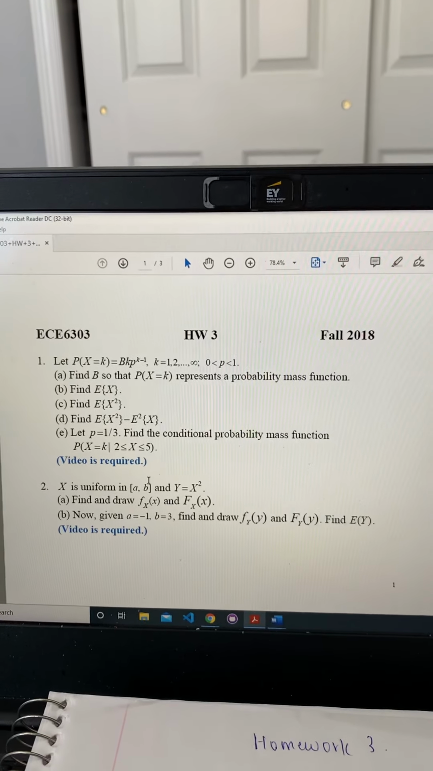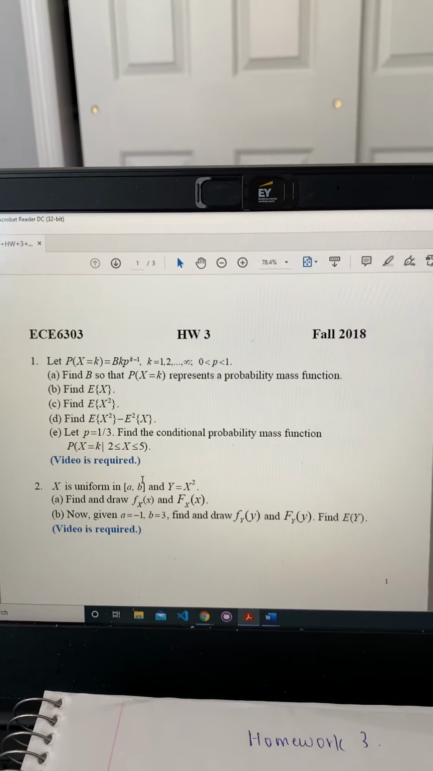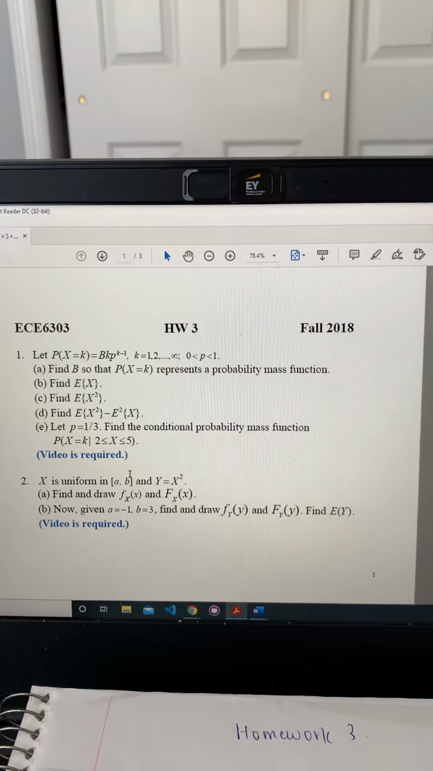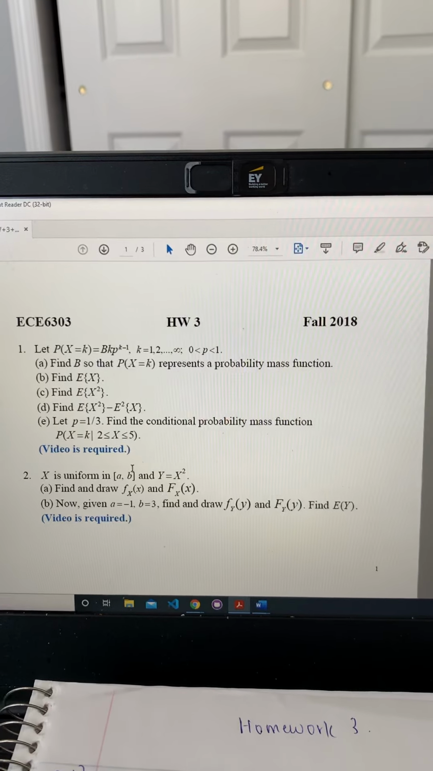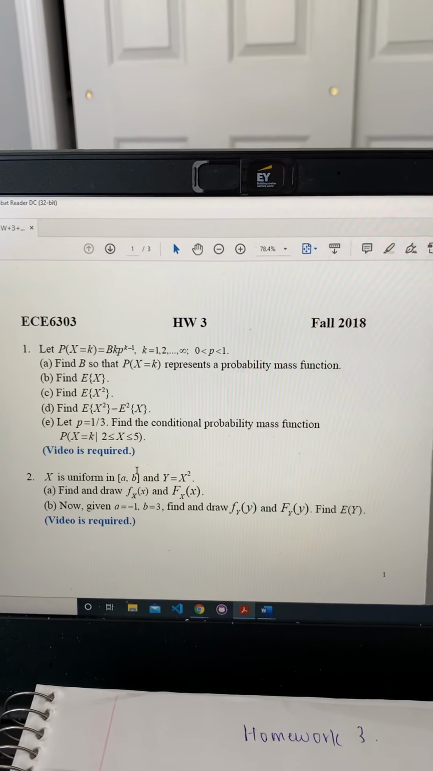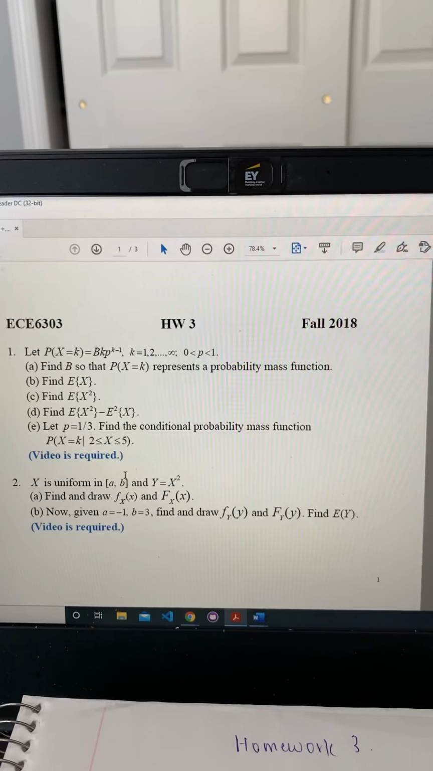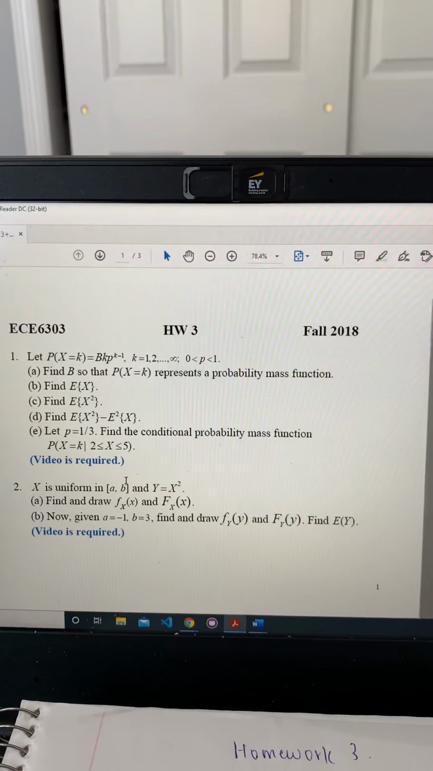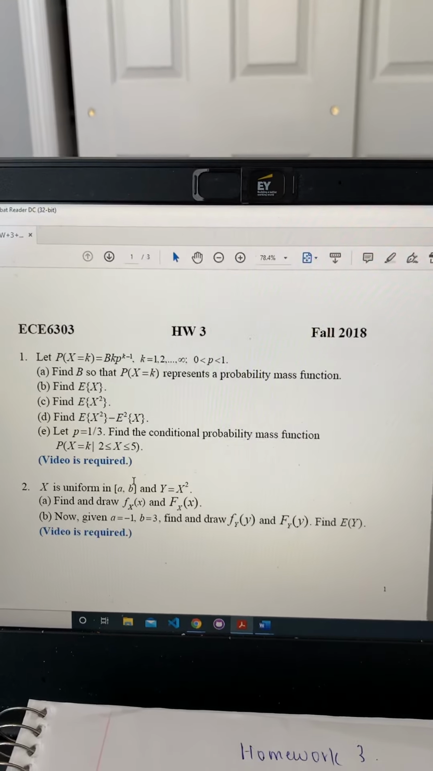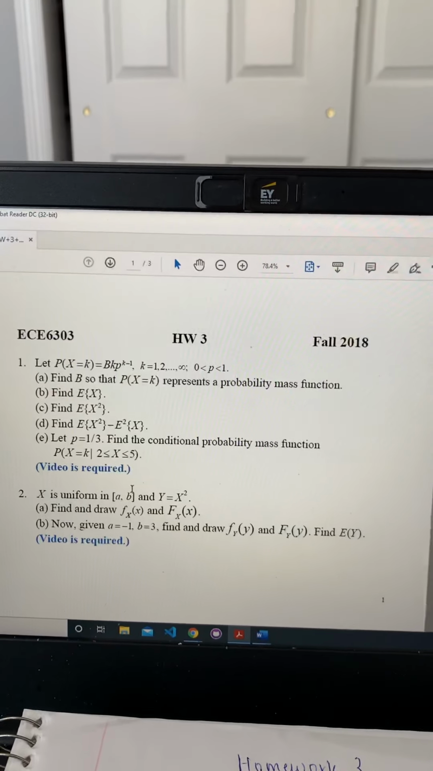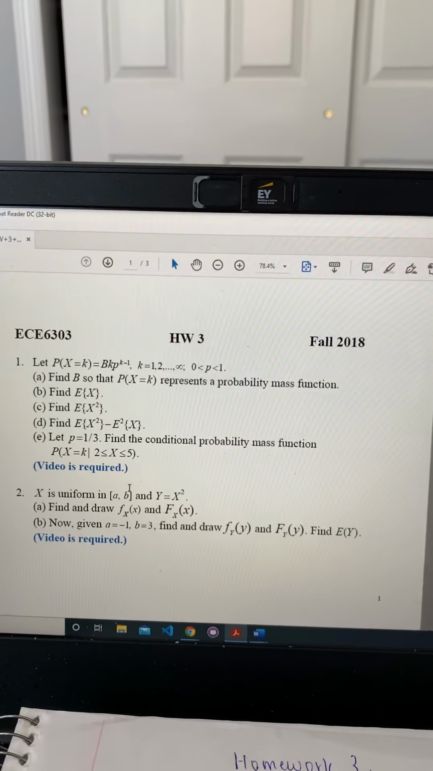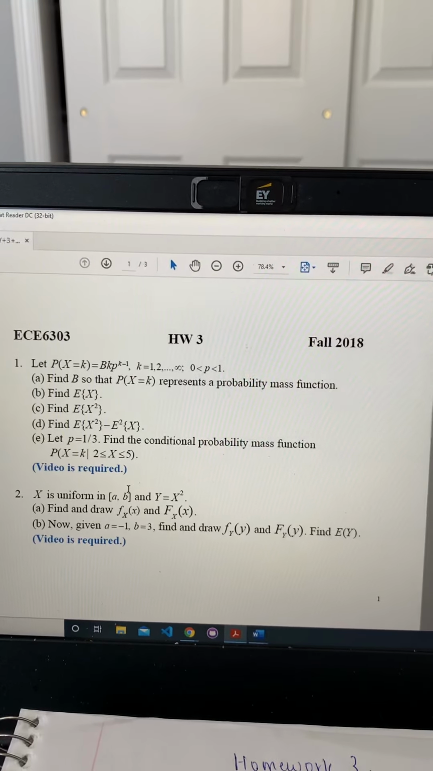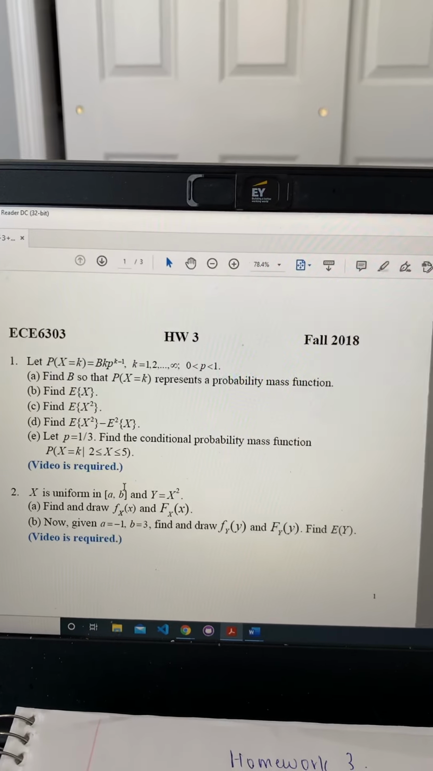Here we have the probability of x equal to k equals b into k into p raised to k minus 1, where k ranges from 1 up to infinity, and also we have p is greater than 0 but less than 1. So the first part of the question is to find b so that the probability of x equal to k represents a probability mass function. Okay, so let's begin.